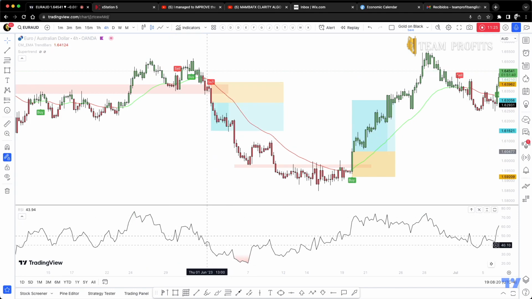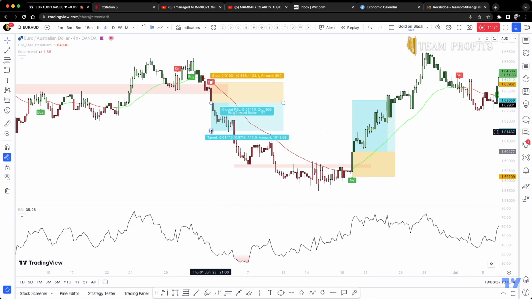And also, are we below the 50% on the RSI? Yes, we are below the 50%, so it means it's good. We should be selling for sure. So you go for that 1 to 2.